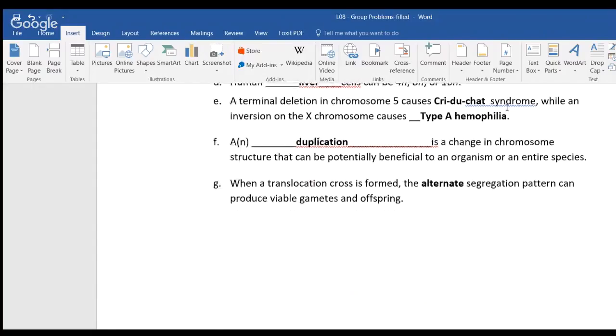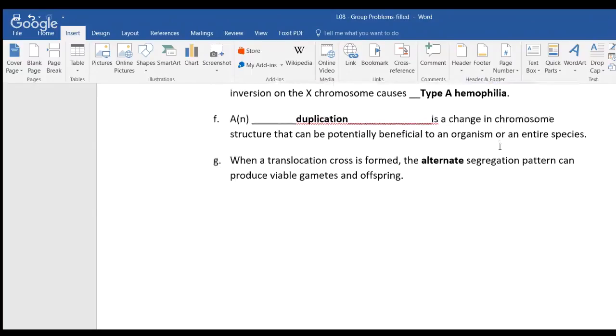Part E, we're wondering what disease is caused by a terminal deletion in chromosome 5. And if we look at the notes, we realize it's Cri-du-chat syndrome, the one that produces infants with a cat-like cry. And then type A hemophilia is caused by inversion. So we see that there can be either manipulation through loss or gain of chromosomes, or just a change in structure can even cause a disease.